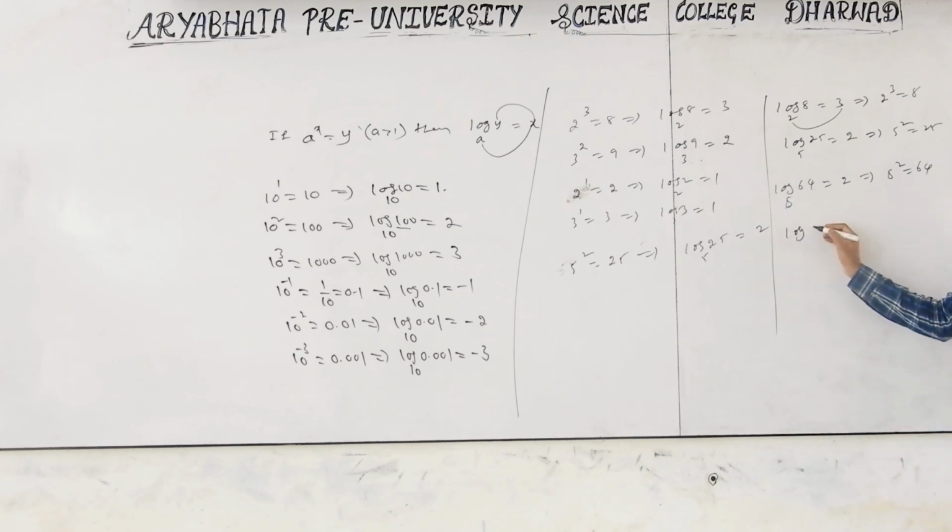Logarithm of 2 base root 4 equals 1. Then root 4 power 1 equals 2. Root 4 equals 2. Like this. Understood?